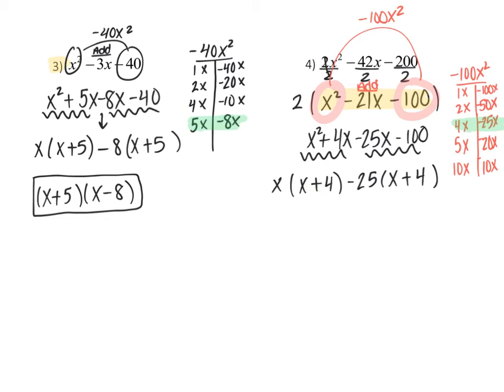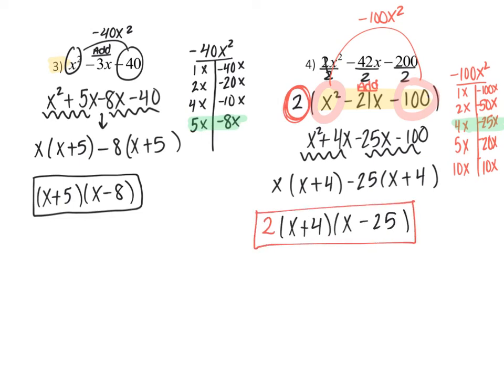My GCF here now is x plus 4, so I can go ahead and take out the x plus 4, followed by the open parenthesis, and I'm left with x plus 25. And then the last thing is don't forget to bring down this GCF of 2, and that's my final answer.